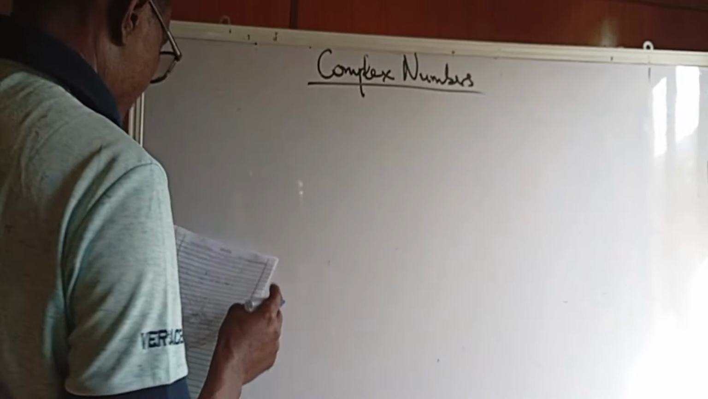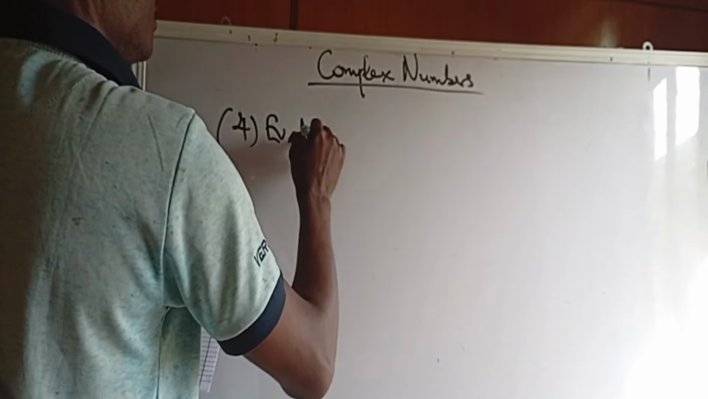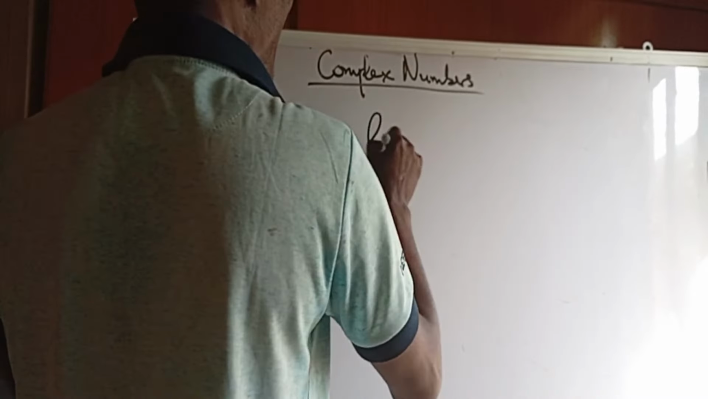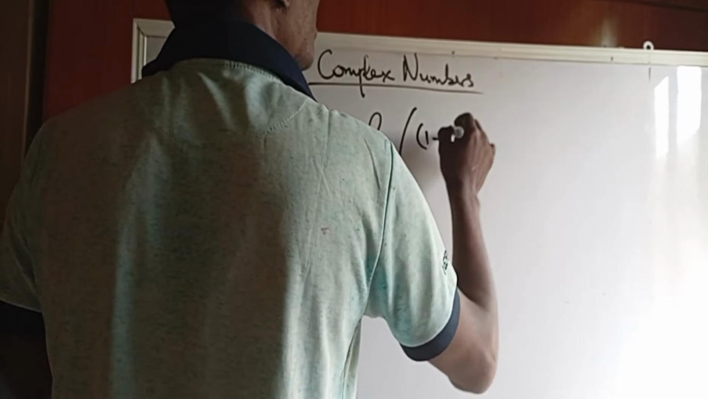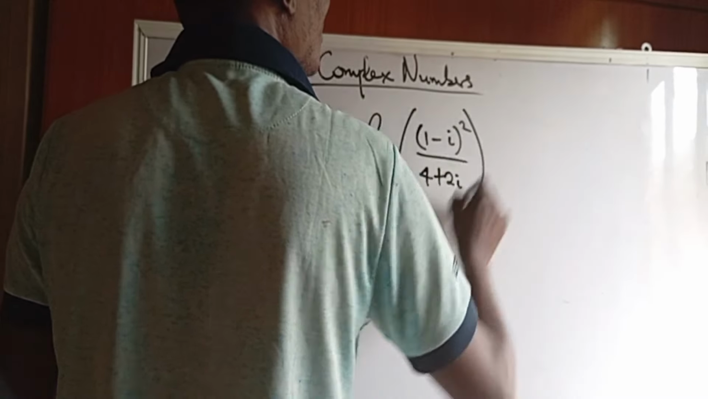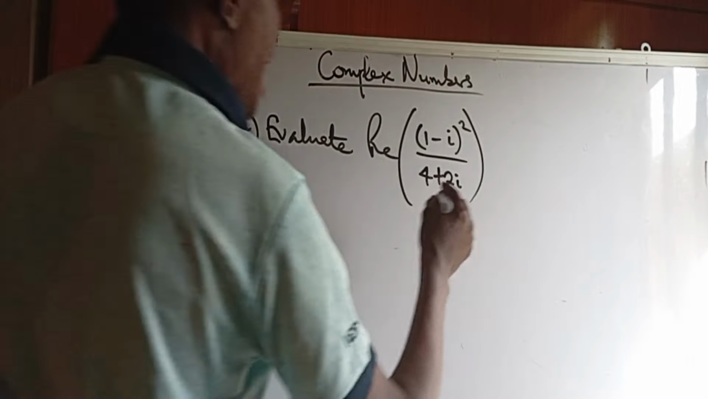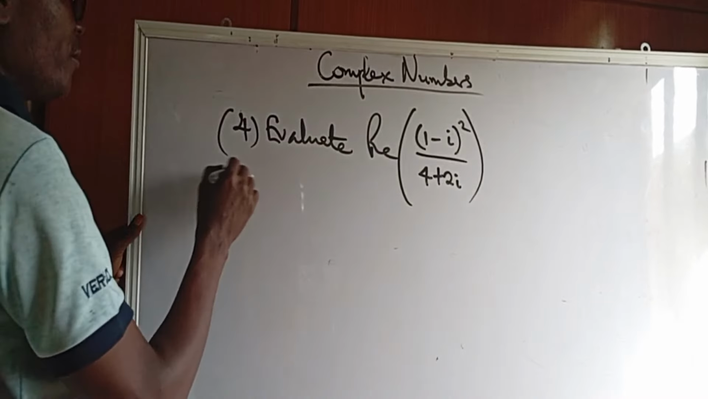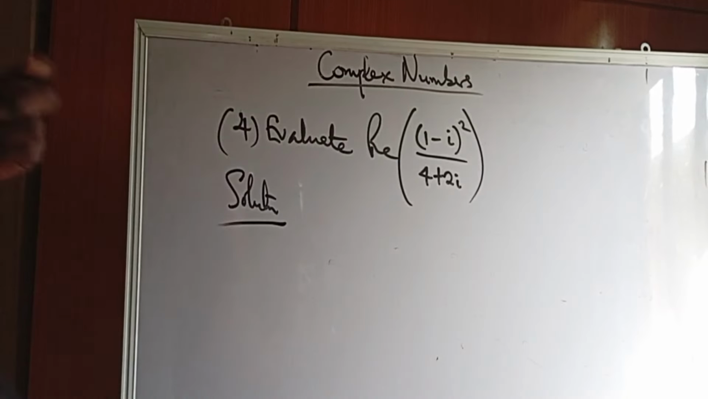Now, number 4. We want to evaluate the real part of (1 minus i) squared all over 4 plus 2i. What an interesting question. Don't be scared, it's very simple. I trust my students, they will not be scared. Okay, now, how do we evaluate this? First of all, let's deal with what we have in the brackets as the numerator.